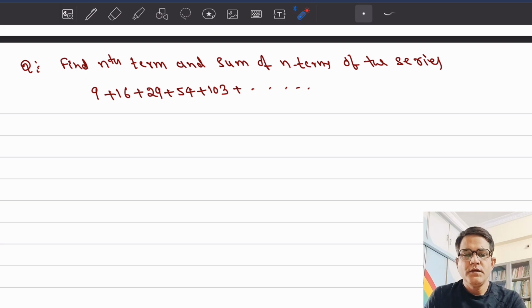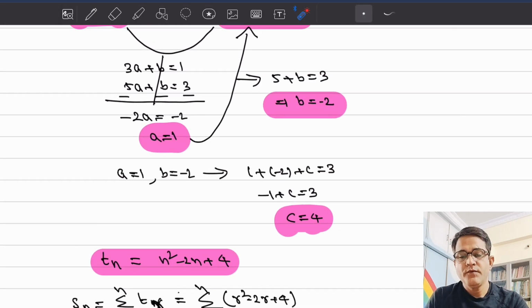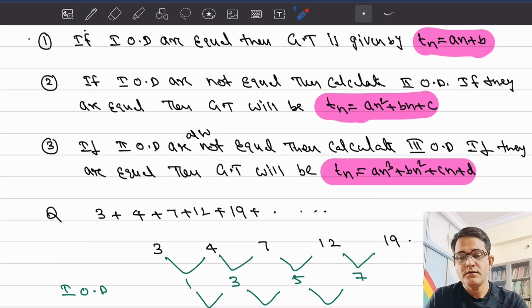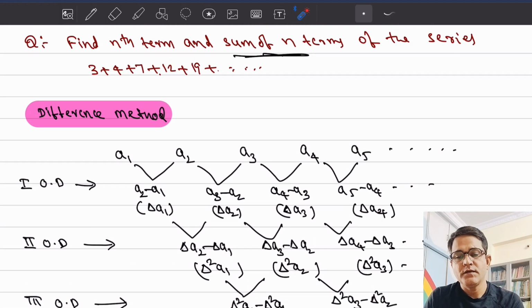Dear students, in last class we have seen one problem on difference method. In difference method there are two types. Type 1 we solved in the last class. The question was: find the nth term and sum of n terms of the series 3 plus 4 plus 7 plus 12 plus 19. So I have given the method, the difference method.